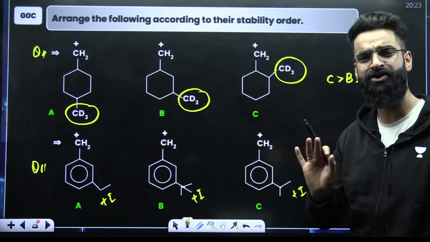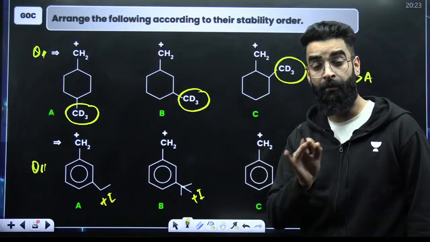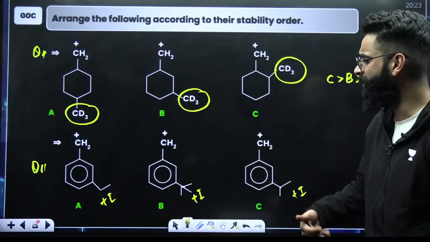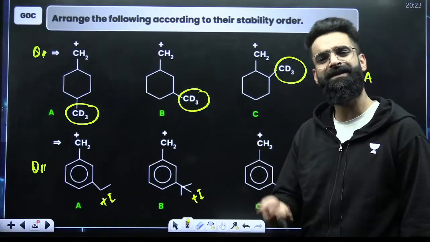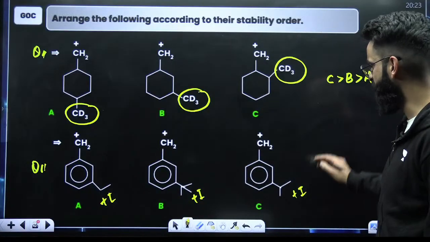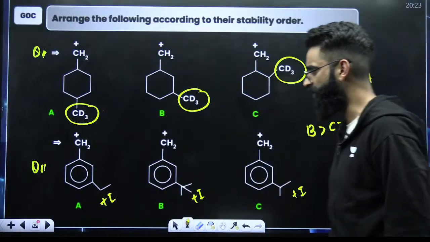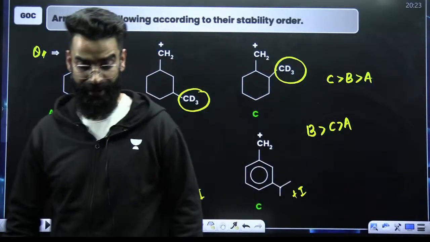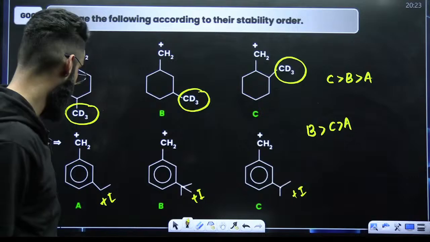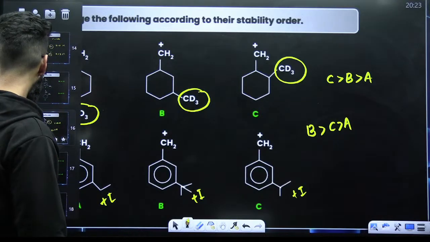Simple. More the branching at the free valent carbon, more the plus I. And more plus I means more stability. So which one is going to be maximum stable? I would say B, followed by C, followed by A. This is going to be the order of the second question. I hope this is clear to everyone.